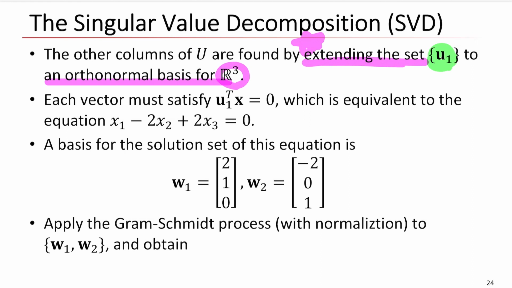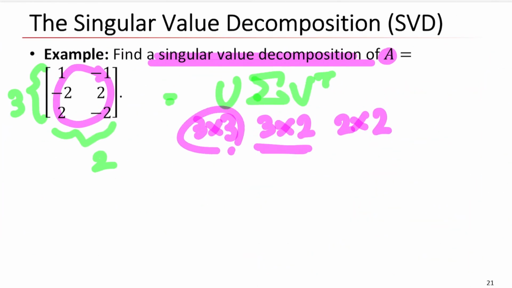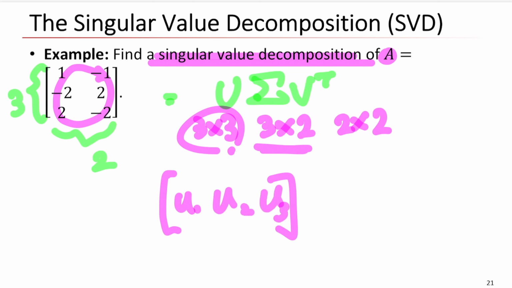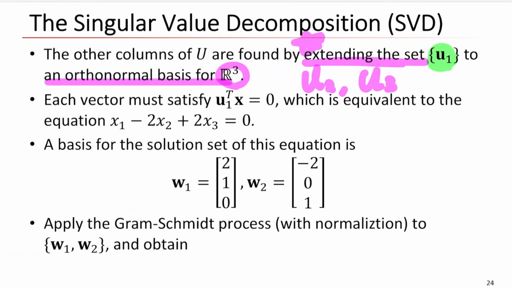So we need to find the two more vectors, U2 and U3, right? Because U is a 3x3 matrix, but we only have U1, so we have to find U2 and U3 from U1. Actually, there are many possible ways to find U2 and U3, so that's why the singular value decomposition is not unique.